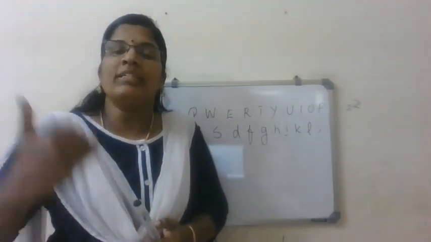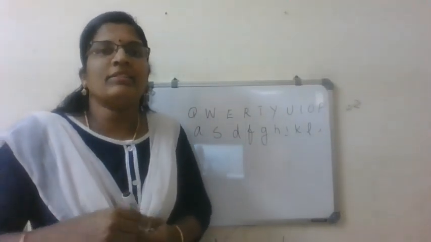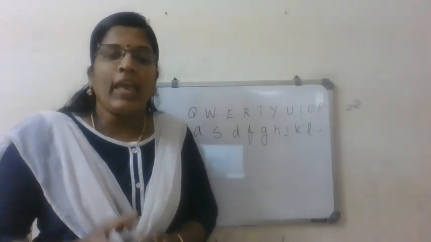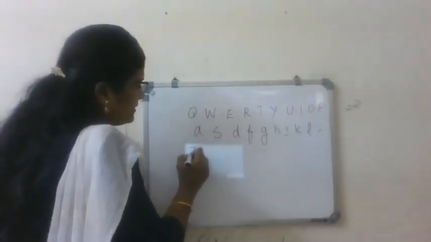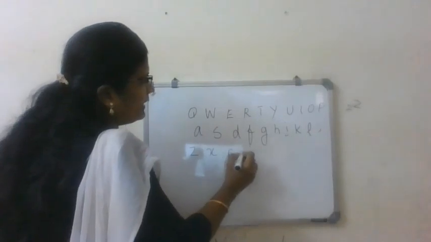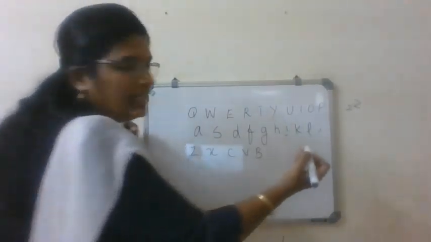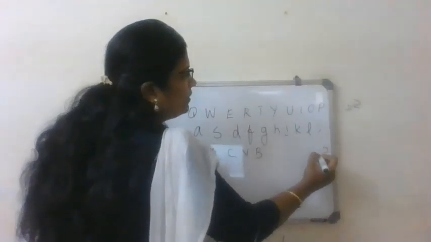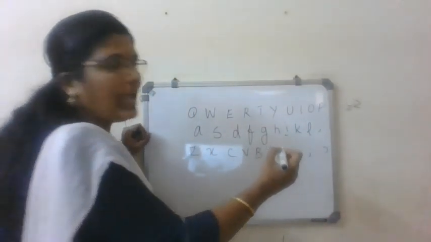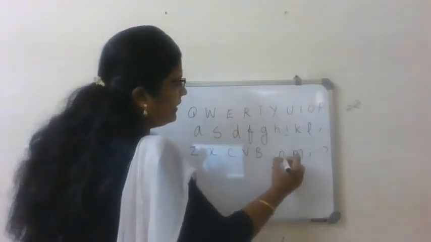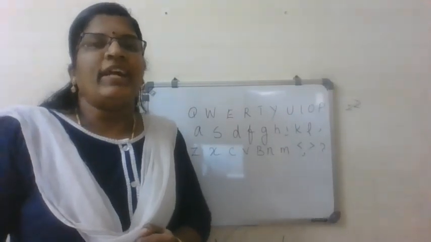Then what is in the bottom row? In the bottom row, the keys are Z, X, C, V, B, N, M. And if you take it from the right side, the keys are question mark, dot, comma. These are the keys in the bottom row. Is it clear? That's good.